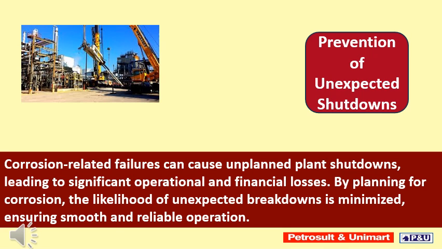Prevention of unexpected shutdowns. Corrosion-related failures can cause unplanned plant shutdowns, leading to significant operational and financial losses. By planning for corrosion, the likelihood of unexpected breakdowns is minimized, ensuring smooth and reliable operation.